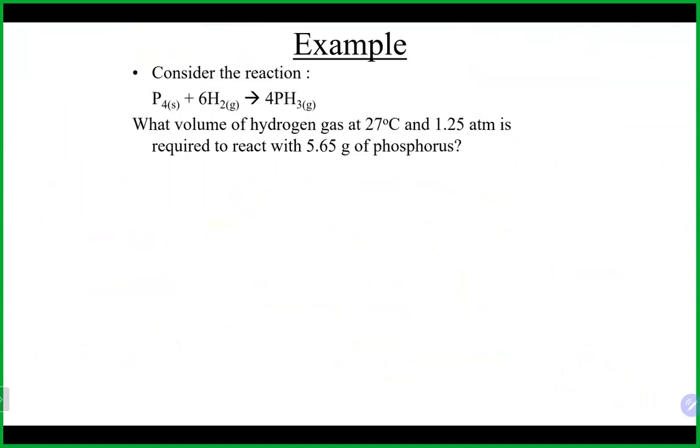All right, so consider this reaction here. What volume of hydrogen gas at 27 degrees Celsius and 1.25 atmospheres is required to react with 5.65 grams of phosphorus? Phosphorus is 30.97, I think. All right, so give it a go, see what you come up with.